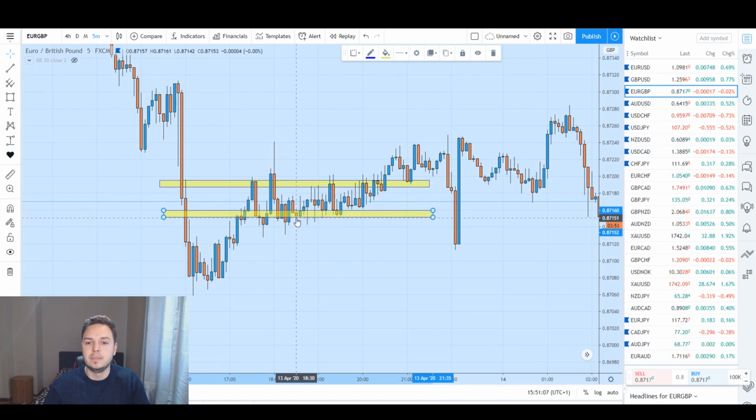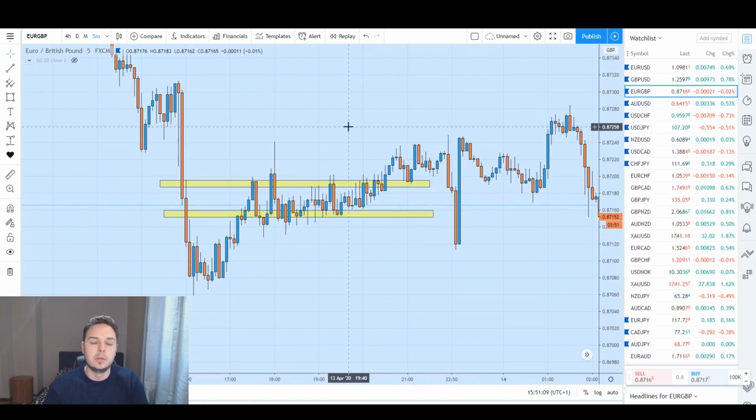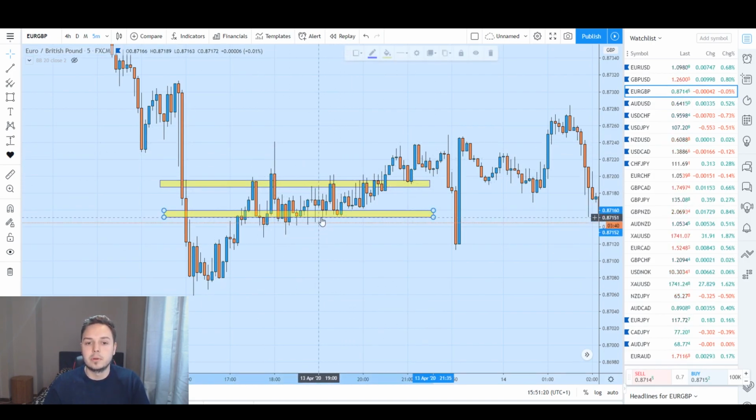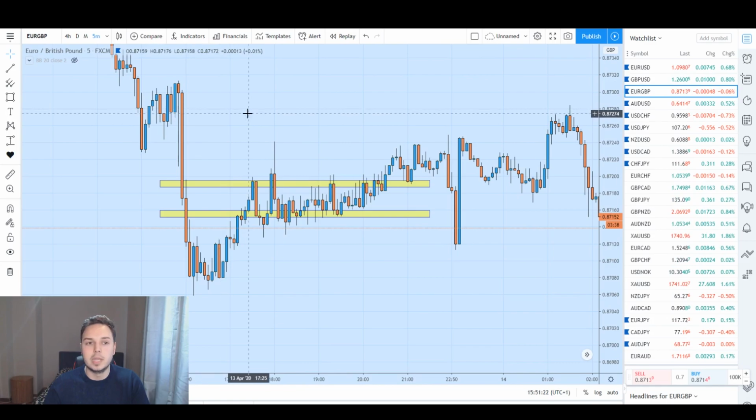Support and resistance. This is a 5 minute chart, so not the best if you want proper support and resistance levels. 4 hourly, daily and weekly are the best levels to look out for. Obviously the monthly as well, but we're just giving examples currently. So support and resistance levels over here, and now since we have established them, we need to add our Bollinger Bands.